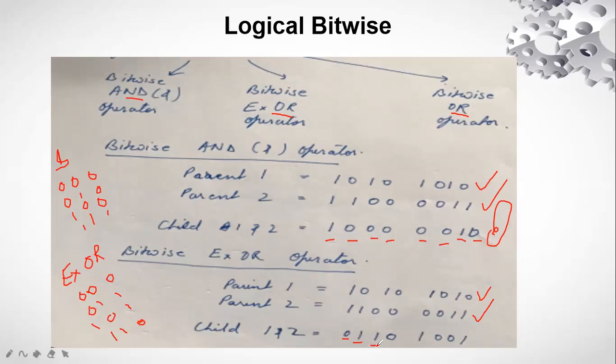Again 1 0, 1, 0 0 0, 1 0 1, 0 0 0, 1 1, 0 and 0 1 1. So this is the child we will get applying the bitwise XOR operator.